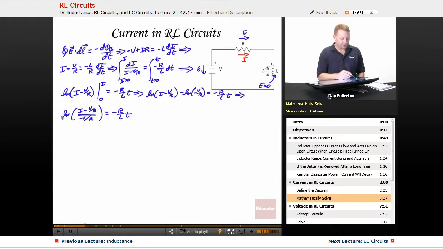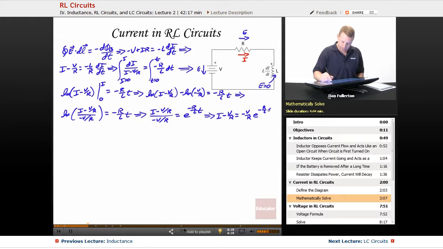So let's raise everything e raised to those powers on both sides so that we can get rid of our natural log. And we can write the left-hand side as I minus V over R divided by minus V over R must be equal to e to the minus R over L times t. Or doing a little bit of algebra here, we'll multiply both sides by that minus V over R, so that the left-hand side becomes I minus V over R equals minus V over R e to the minus R over L t.